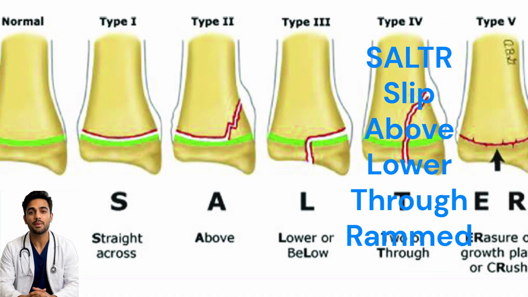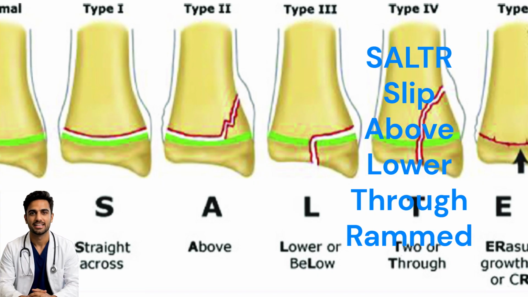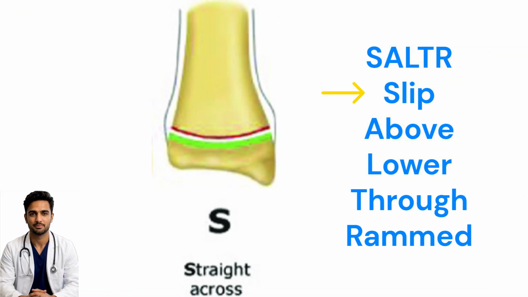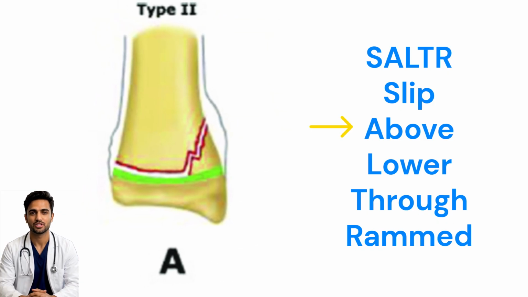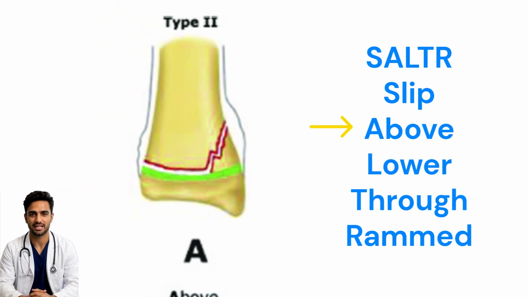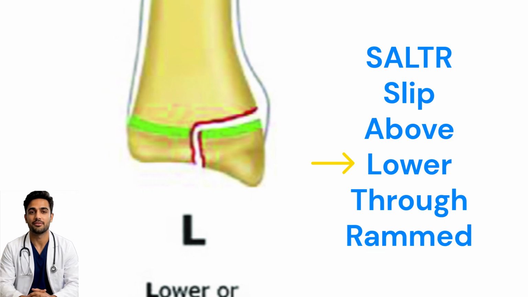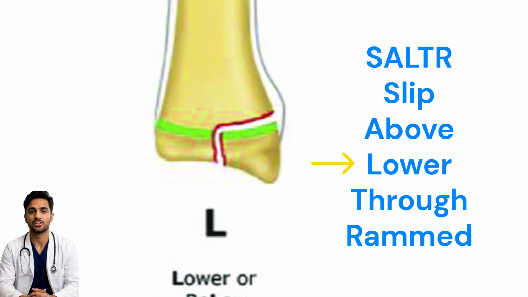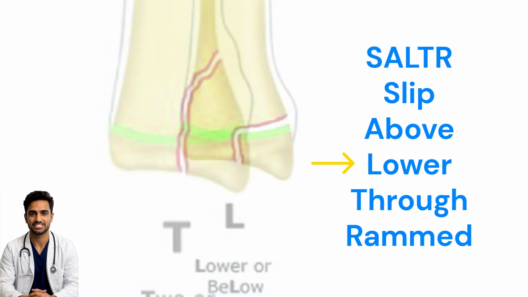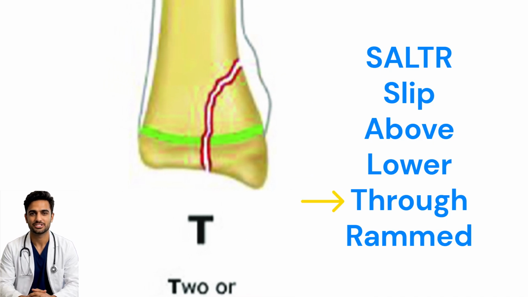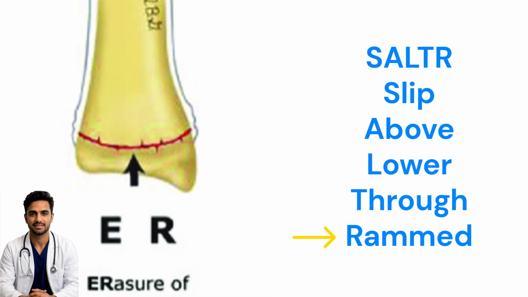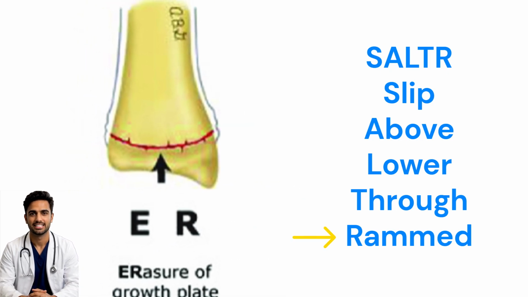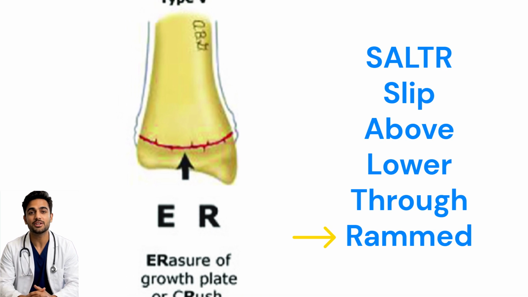A useful way to remember the Salter-Harris classification is the mnemonic SALTER. S stands for slip, which corresponds to type 1. A stands for above the physis, corresponding to type 2 fractures involving the metaphysis. L stands for lower than the physis, referring to type 3 fractures involving the epiphysis. T stands for through the metaphysis, physis, and epiphysis, which describes type 4 injuries. Finally, R stands for rammed, representing the crush injuries seen in type 5 fractures.